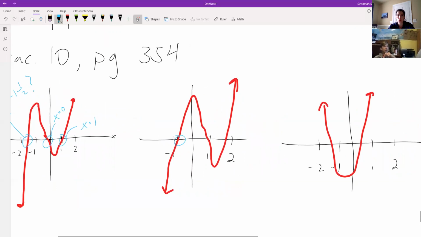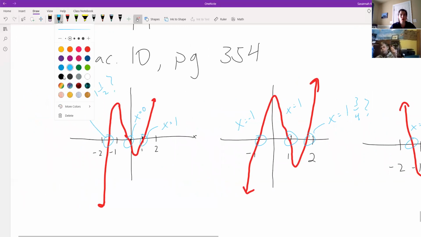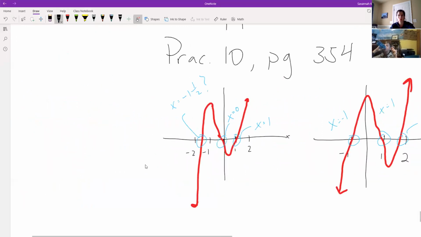This graph, it looks like it crosses at x equals -1, x equals +1, and not quite to 2, so maybe 1 3/4. I'm just getting a general idea of where these graphs cut through the x-axis. Same thing here at the end. This could be -1.5, but I'm not sure. This could be +1.5.